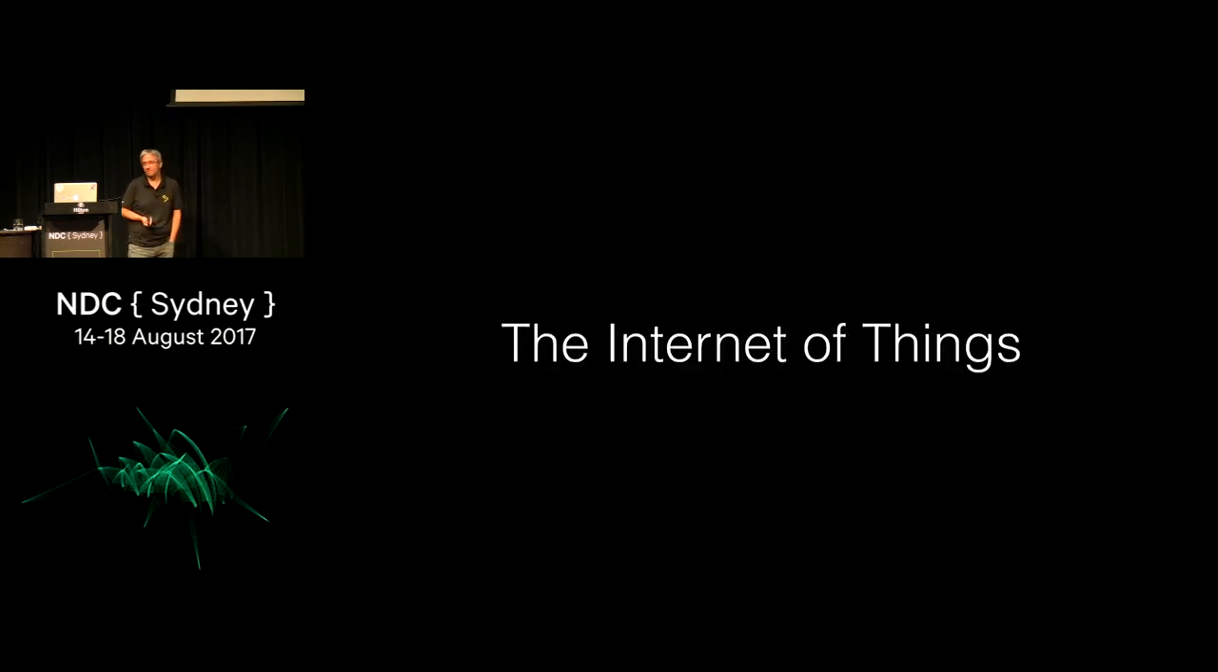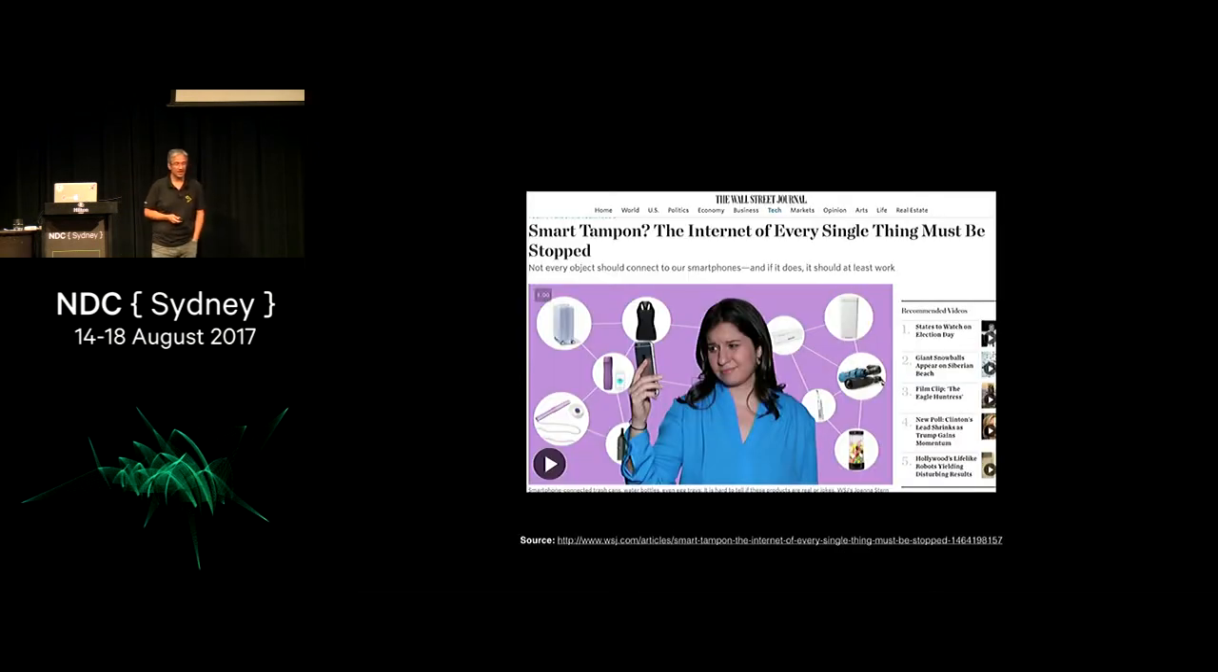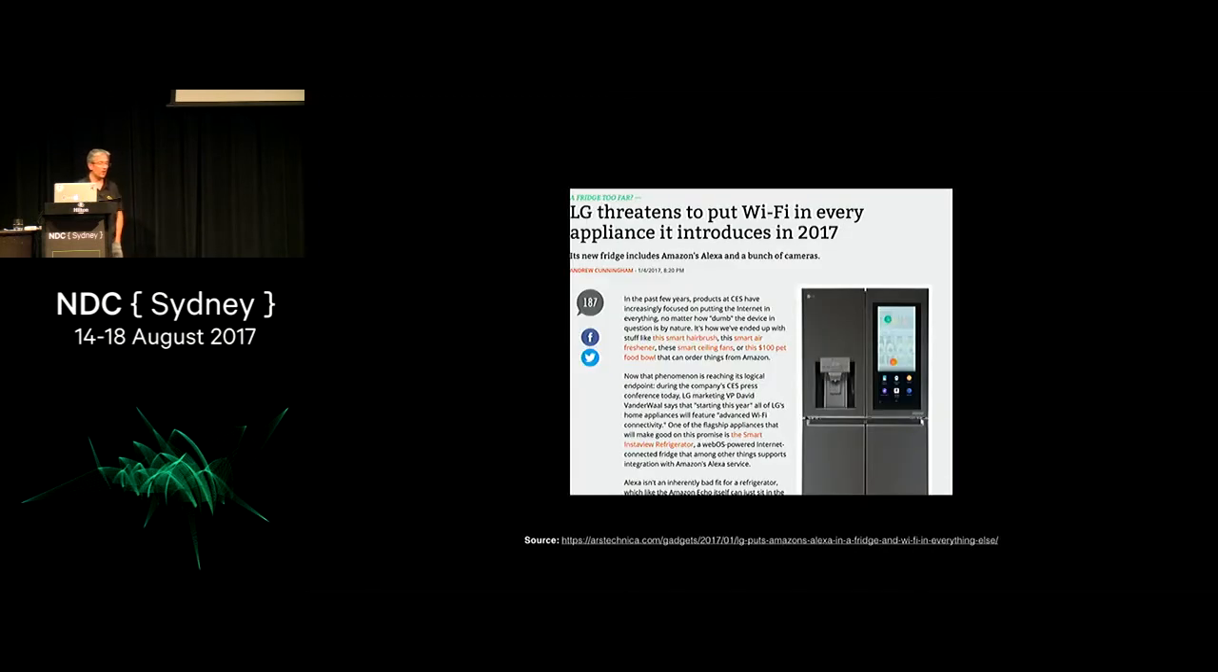Now, this is going even further because we've got the Internet of Things. Absolutely everything now is connected. There's a smart tampon, because the Internet of every single thing must be stopped. And LG threatens to put Wi-Fi in every appliance it introduces in 2017. Look, read that headline. It threatens. You've seen that picture where you walk into your kitchen and you're held ransom by your toaster, your fridge, your telephone, because they're all asking for ransom in Bitcoins. I'm not going to let you open your fridge because, hey.